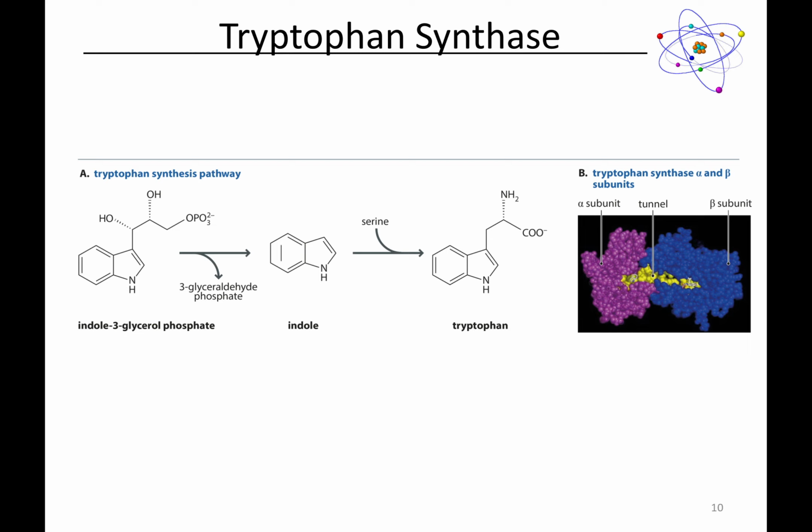It diffuses through this channel all the way to the other active site, the beta subunit, which is the tryptophan synthase active site. So here, this is where serine will come in. It'll bind, and then we'll make tryptophan. Okay, so again, we're not going to talk about how this chemistry happens. I just want you to appreciate the complexity of this and just how things have to line up perfectly for something like this to be able to evolve.